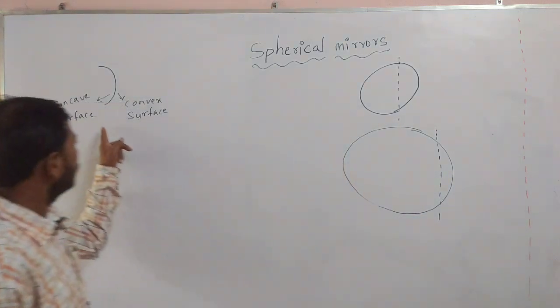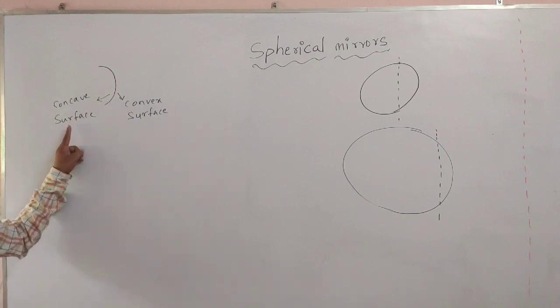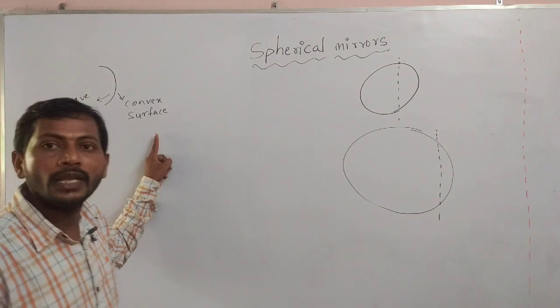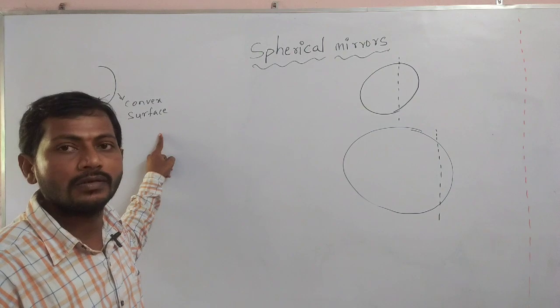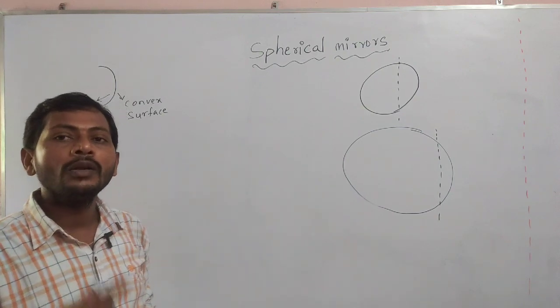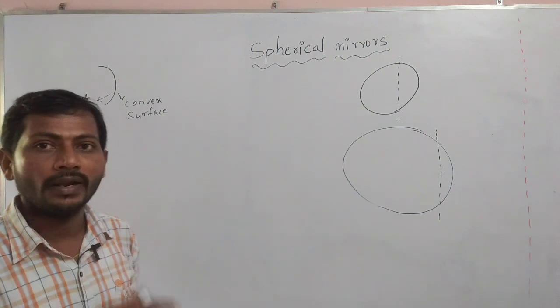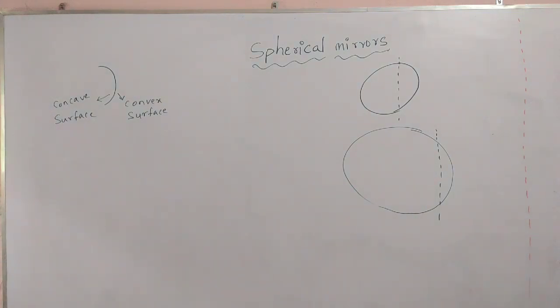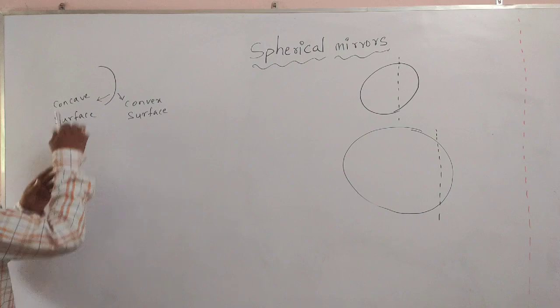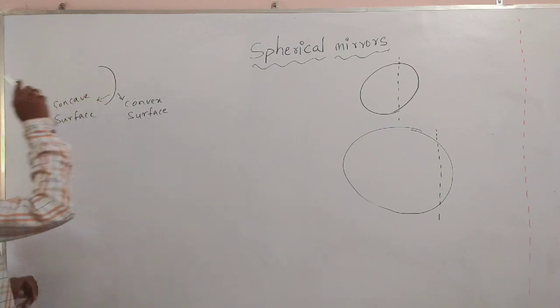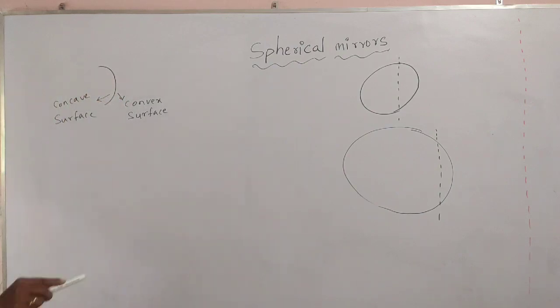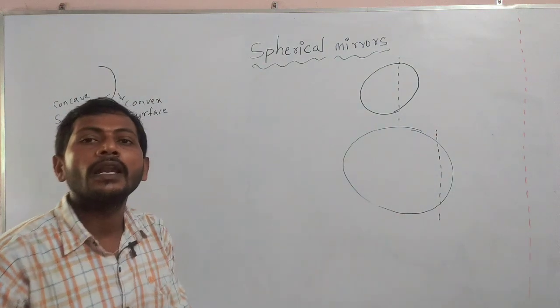Once again, come here. This we have named concave and this we have named convex. So now, when you want to make a concave mirror, what does it mean? A concave mirror means the concave surface should behave as a mirror. Then I am going to say it is a concave mirror.